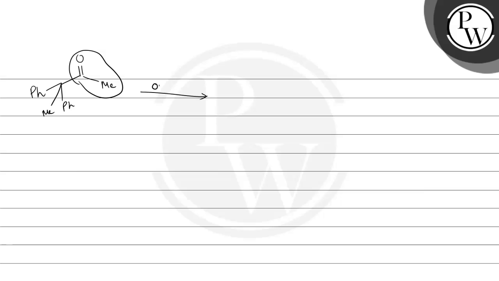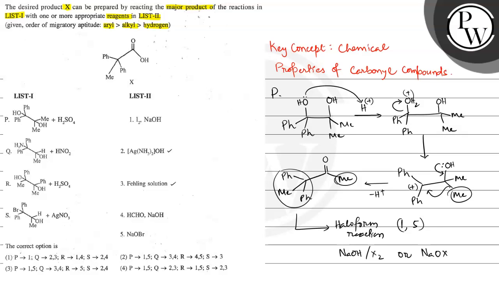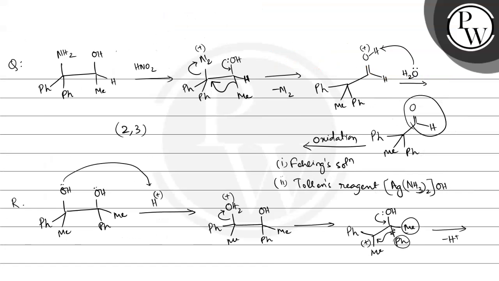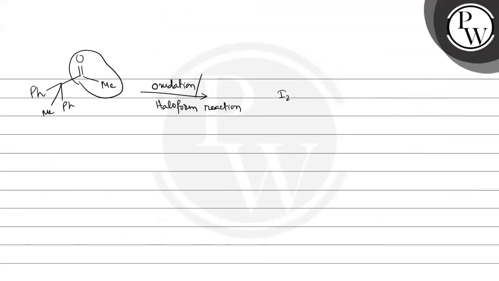So we can do it by oxidation or using the haloform reaction. For the haloform reaction, we have two reagents present in list 2: number 1, I2 and NaOH, and number 5, NaOBr. So we can use 1 and 5 for R.